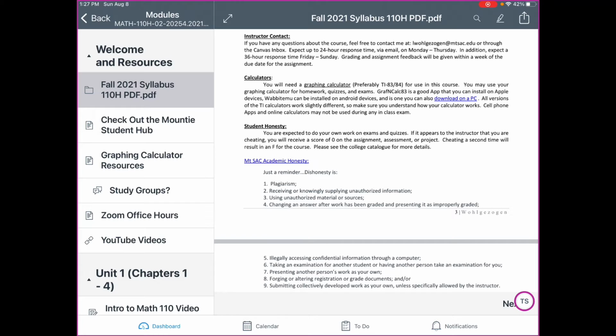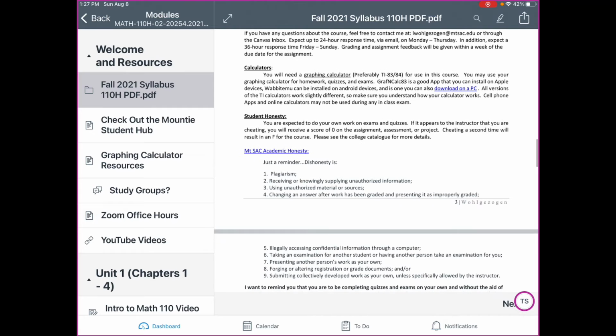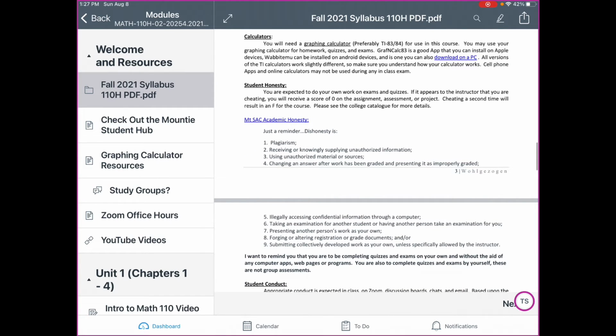Instructor contact, there's my information. Usually grading of assignments are done within a week, and those will be posted on Canvas. We will be using the Canvas gradebook.